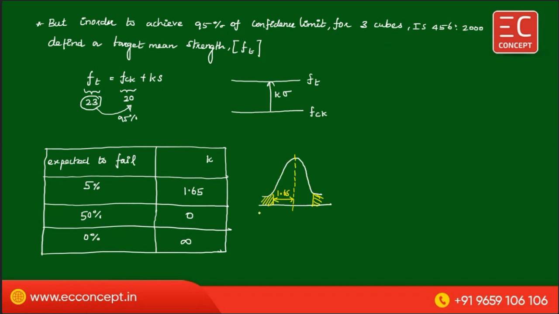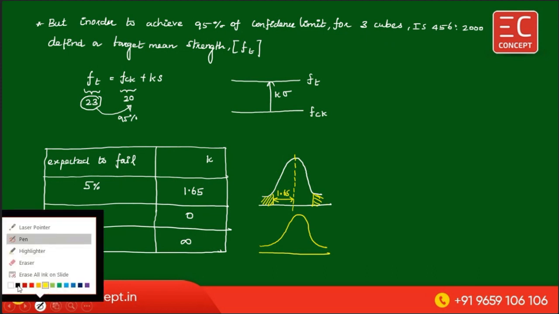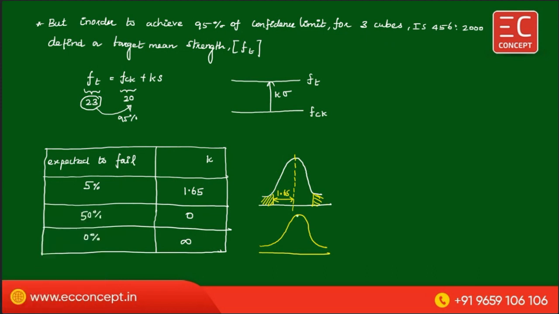Similarly, for 50%, suppose 50% expected failure happens, then in that curve there is no K. What is the meaning of 50%? It lies on the failure line, everything is failed, therefore there is no K. K is equal to 0. For no expected failure, such a case is not there. K is equal to infinity.